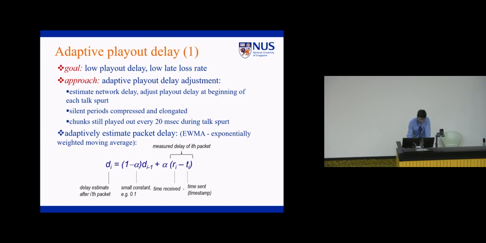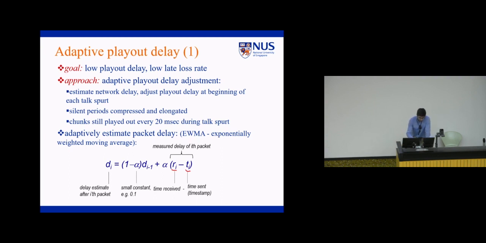So let's say Ri is the time we, in fact, receive the packet, and we ask the sender to attach a timestamp to each sound chunk, and that time is indicated with Ti. So what happens if you subtract Ti from Ri? It gives you the measured delay of the ith packet, how much a particular packet, a particular sound chunk, is delayed. So that's our instantaneous delay. You can measure it per sound chunk, per packet, right?